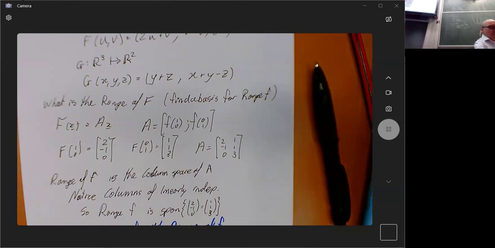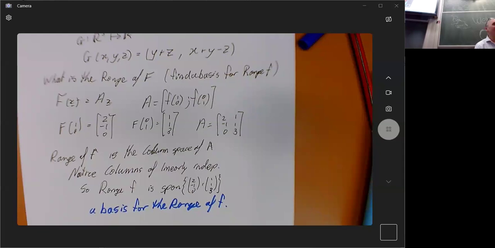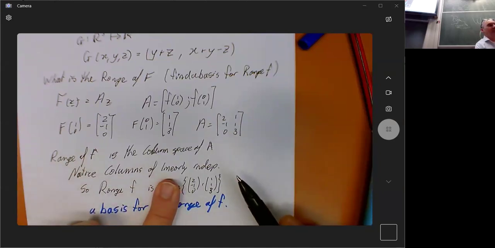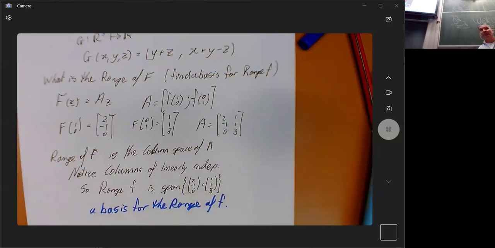The mistake people make is that they leave out the word span. They tell me the range of F is these two vectors. This is not true. There are infinitely many vectors in that range, not just those two vectors. So it's important that when you're doing this, you say it's a basis, or the span of these two vectors.